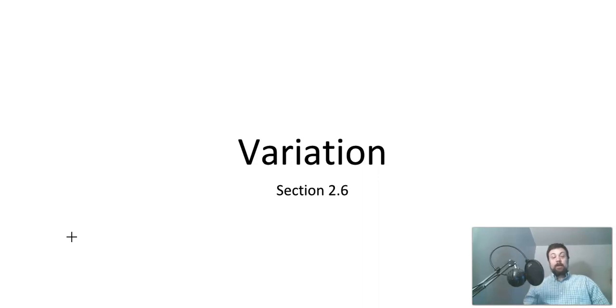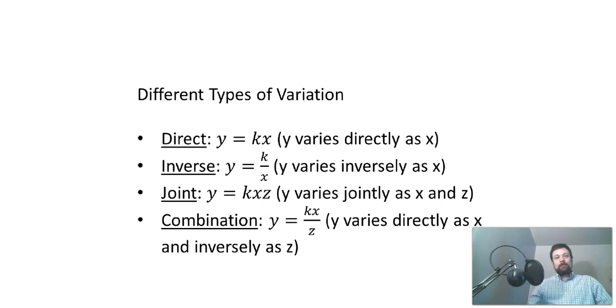In this video, we're going to take a look at section 2.6 on variation. There are essentially two main types of variation. There is direct variation and there is inverse variation, and then there's combinations of the two. In addition to that, the variation that occurs can vary as well.